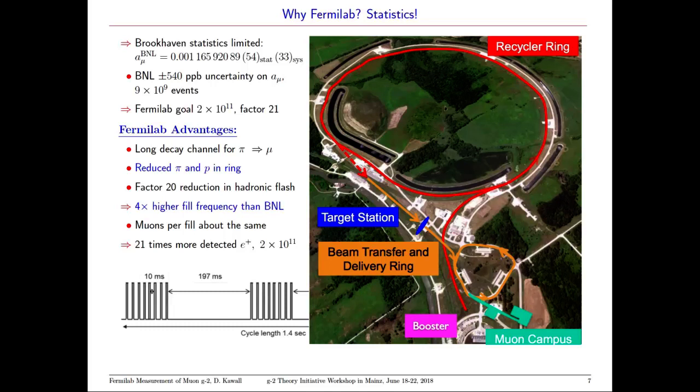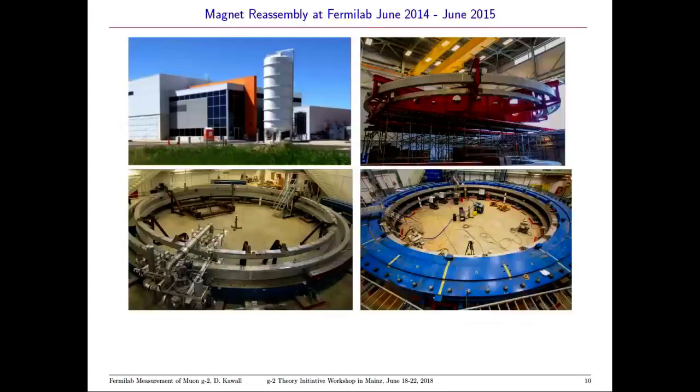So why Fermilab? Statistics. They get the protons, they get the long decay beam line, they get many muons, so statistics will be very good. That's too much detail for any theorist anyway. So I can show a few more pictures. There it's not science fiction, we are actually doing the experiment right now.